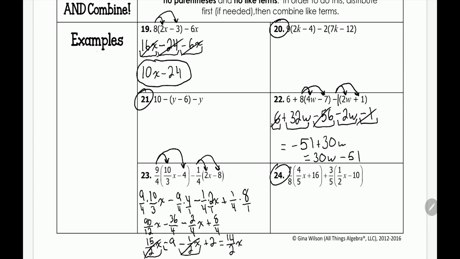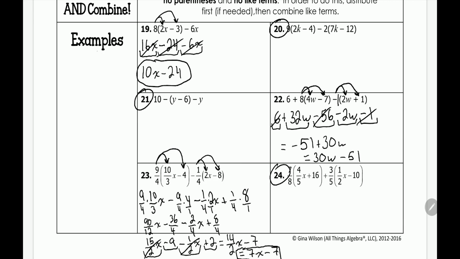And now we have to combine the constants, where we have negative 9 plus 2, which gives us negative 7. And then we just have to simplify this guy. So since we have 14 over 2, that reduces to 7x, and we have minus 7. And that is our final answer.